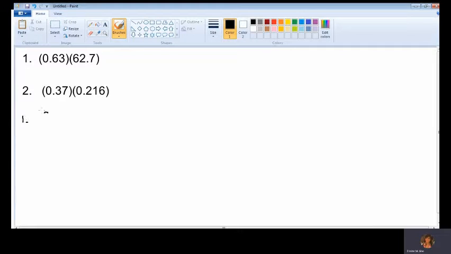To understand this, let's have an example. Example number 1, we have 0.63 and 62.7. Some of it will depend on how you solve, but some people tend to align the decimal points also. For me, it doesn't matter in multiplication, so I simply do it like this: 0.63 times 62.7.